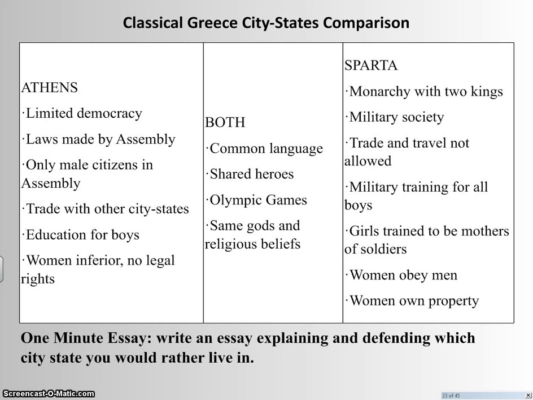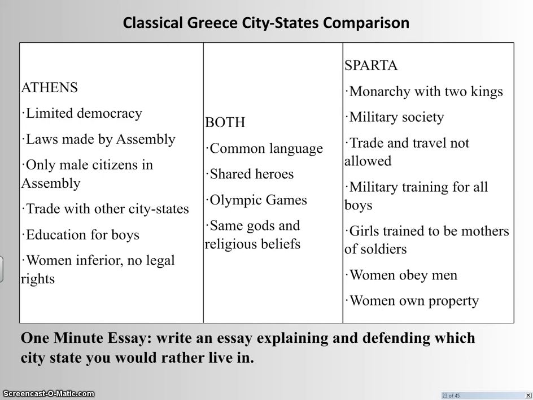Girls are trained the same way that the boys are, except they're trained to be mothers and wives of soldiers. Okay? The women obey the men, but women are allowed to own property. And women have a lot more rights in Sparta because when the men were away fighting the wars, the women usually had to take over and run the farm or whatever occupation the family had. Okay, so that is Athens and Sparta. You need to have put this chart into your notes.